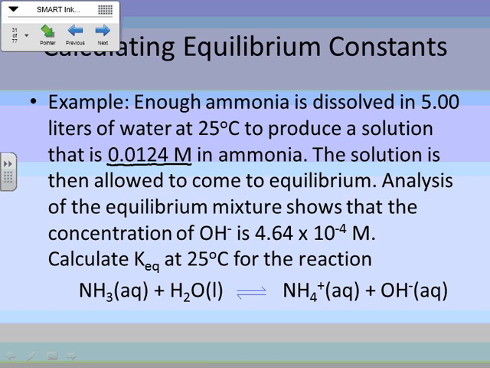Okay, so it says enough ammonia is dissolved in 5 liters of water to produce a solution that is, so there's the molarity of ammonia. But look at the next sentence here. The solution is then allowed to come to equilibrium, right? So this is actually an initial concentration, not an equilibrium concentration. And then it says analysis of the equilibrium mixture shows the concentration of the OH minus is 4.64 times 10 to the negative fourth. So this is an equilibrium concentration, right? Those are the only two things that we're given here, and we want to calculate the equilibrium constant. So that seems like maybe not enough information.